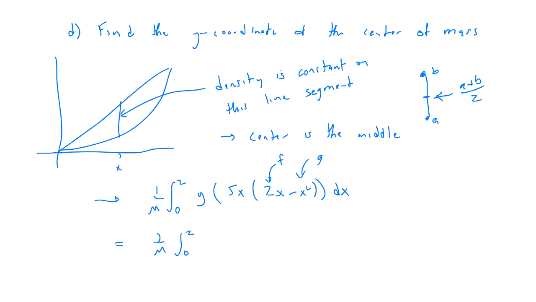Pretty much the same thing. It's going to be F plus G, over 2. So the y will become that. Because 2x is the value at the top at that value of x, at a generic value of x. x squared is the value at the bottom of the line segment, and divide by 2 to get the middle. And then the rest is the same.